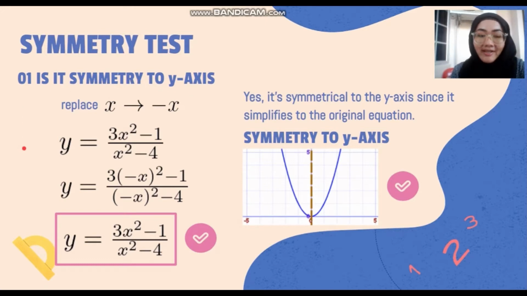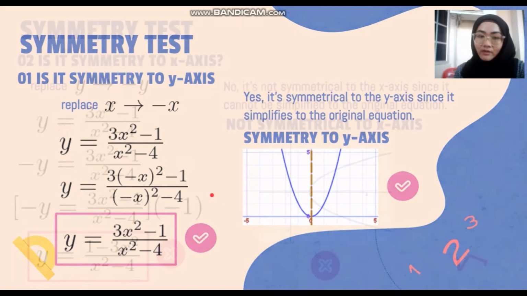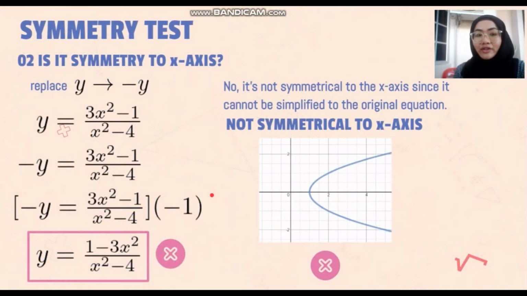So we have to replace every x in this equation with negative x, and at the end we get the same answer as the original function, which means that the graph is symmetrical to the y-axis. So the graph might look like this. We do the same for the x-axis, but this time we replace every y in this equation with negative y. At the end, we do not get the same answer as the original function, which means that the graph is not symmetrical to the x-axis and it will not look like this.